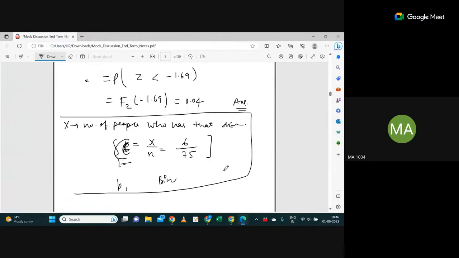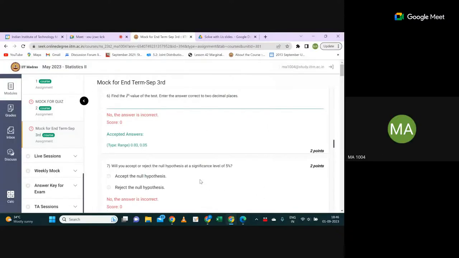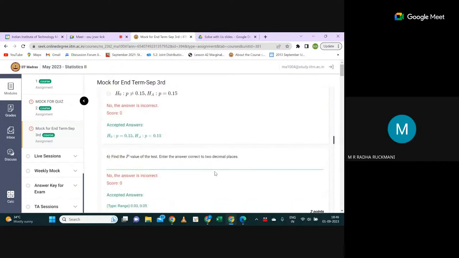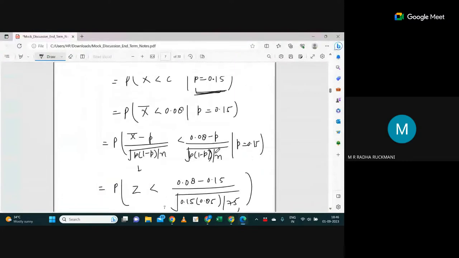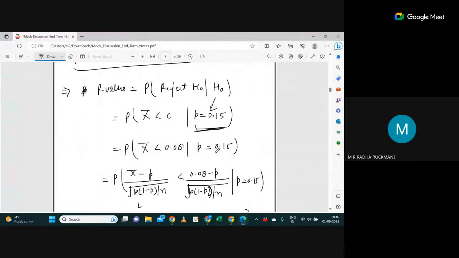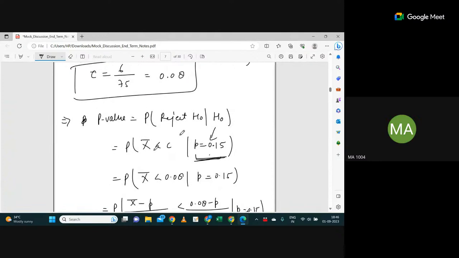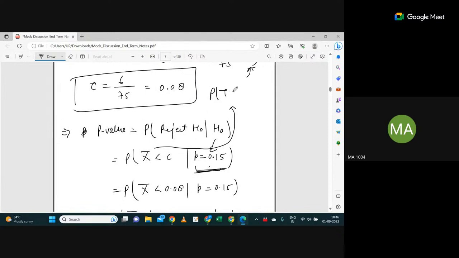Sir, I did it like this. The p-value is equal to the probability of T less than 6, given p is equal to 0.15, and I took T as the sum X1 plus X2 and so on up to X75. Then accordingly I found E of T and variance of T. And you got the correct answer? I got the correct answer. I will tell you why. What I have taken here is the probability X bar is less than c, and you have taken T less than 6.